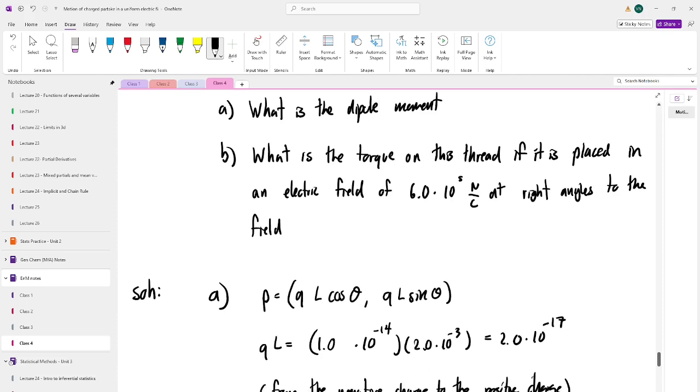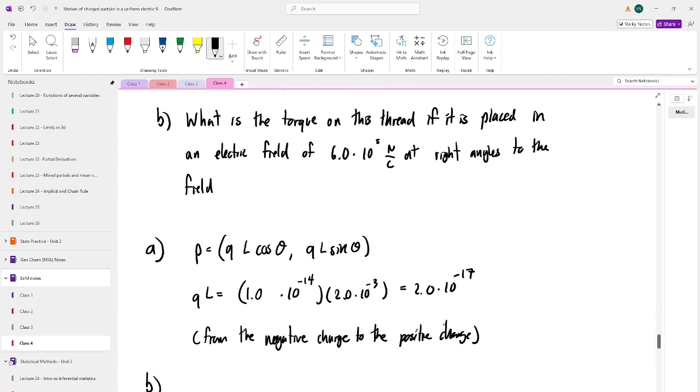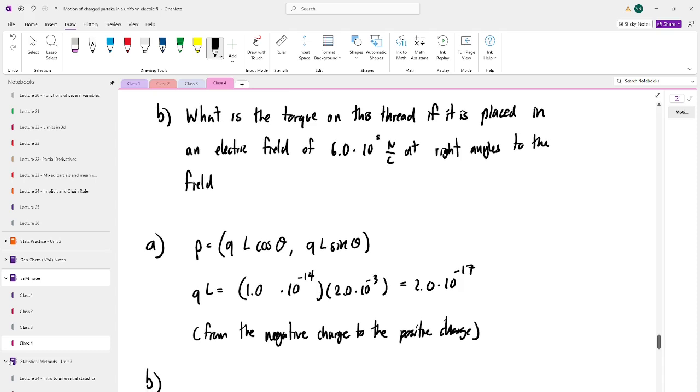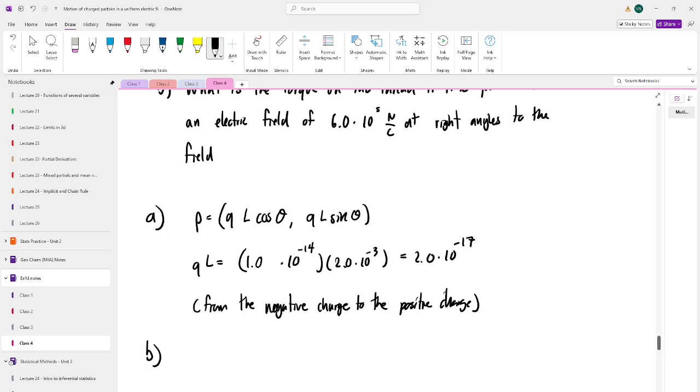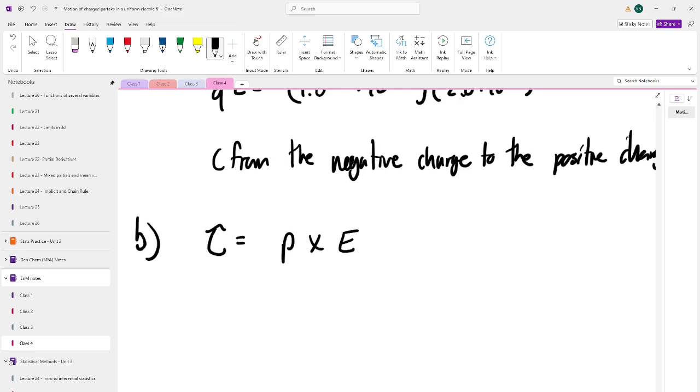Okay, so in question B, they're asking what is the torque on this thread if it is placed in an electric field of 6 times 10 to the 5 newtons per coulomb at right angles to the field. So, again, let's think about our torque. We know two things. We know that our torque is equal to the cross product between the electric dipole moment and the electric field. And we also know that torque is equal to this here.